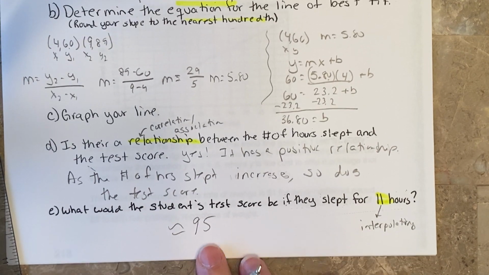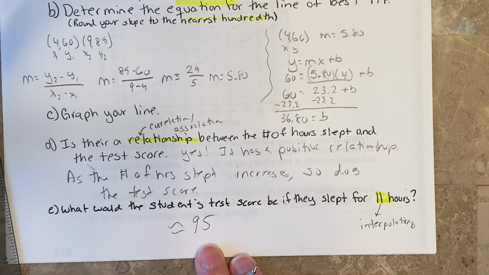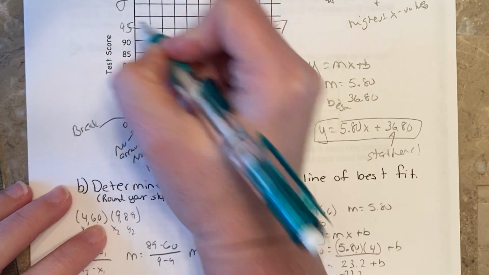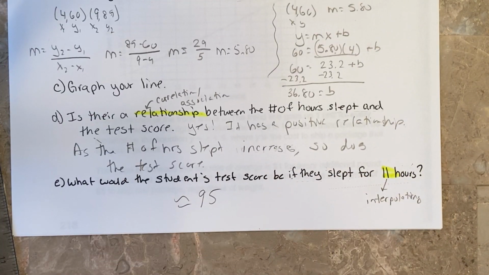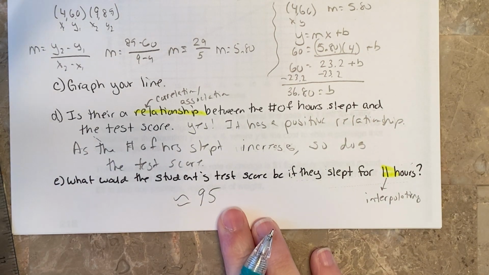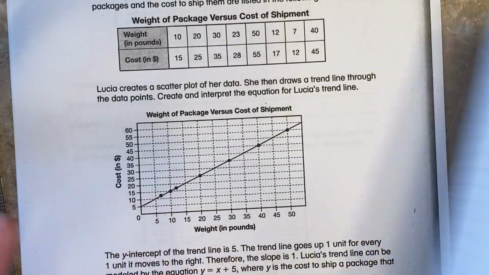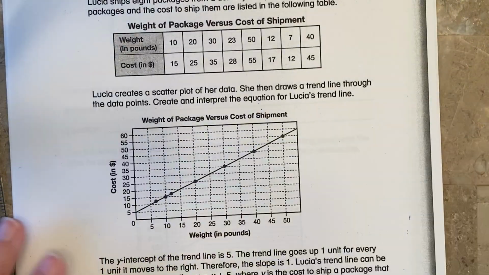Okay, now yours might be a little off. Maybe you got a 90, maybe you got a little higher, because it just depends on where you put your line. But my line tells me it should be around 95. So if you can somehow get 11 hours of sleep on a night, it says you can get a 95. But all right, let's move on. All right, so the last 2 pages, that's basically it for the scatter plots and line of best fit.